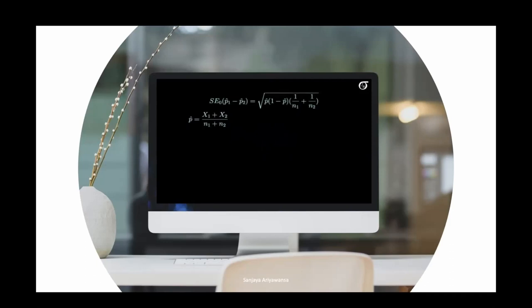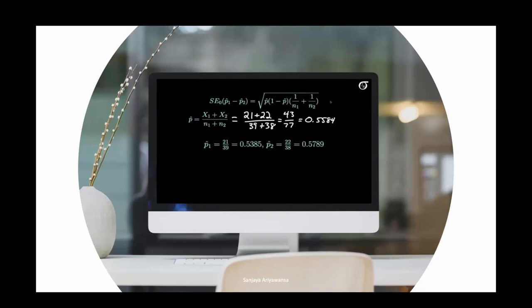Here's the formula for the standard error. p hat is the pooled sample proportion, the proportion of all pigeons that returned home, pooling both groups together into one big group. Here are the sample proportions once again, and the pooled proportion is the total number of pigeons that returned home, which is 21 plus 22, over the total number of pigeons, which is 39 plus 38. This works out to 43 over 77, or to 4 decimal places, 0.5584.